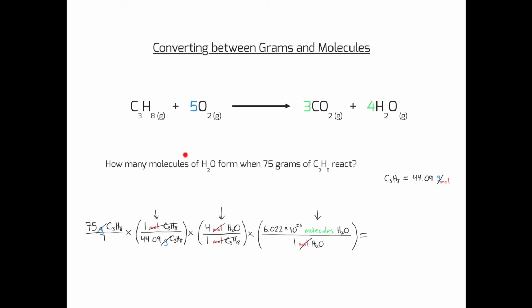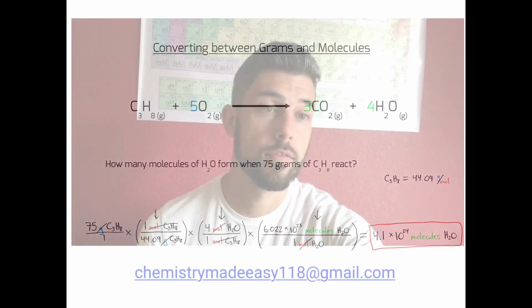And because molecules of H2O is what we're trying to find, now we can go ahead and calculate. So we multiply 75 times 1 times 4 times 6.022 times 10 to the 23rd and divide by 44.09. And what we get is 4.1 times 10 to the 24th molecules of H2O.